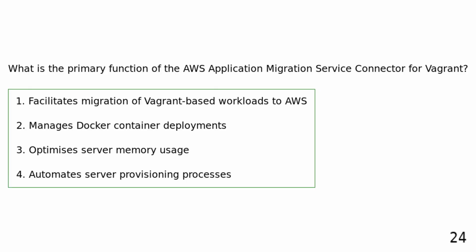What is the primary function of the AWS Application Migration Service Connector for Vagrant? Facilitates migration of Vagrant-based workloads to AWS. Manages Docker container deployments. Optimizes server memory usage. Automates server provisioning processes.